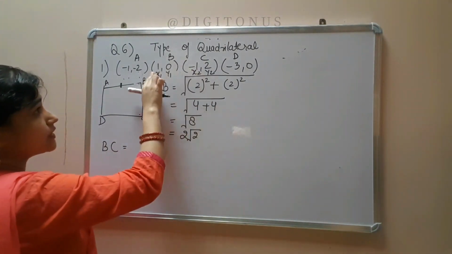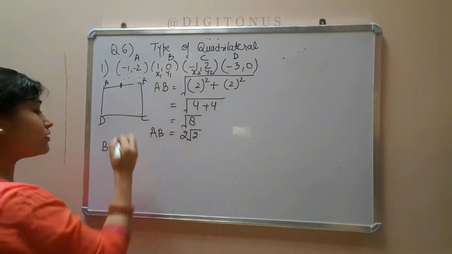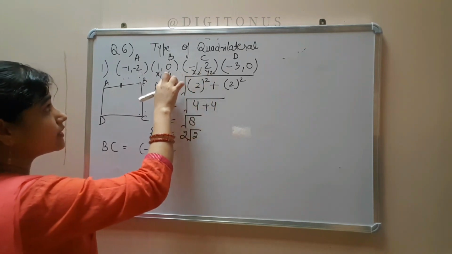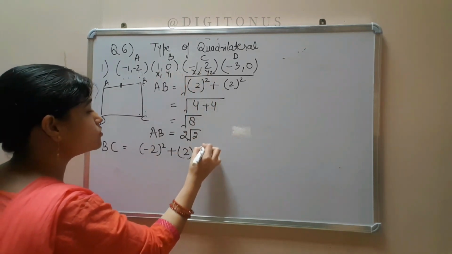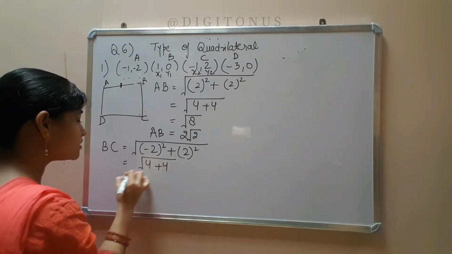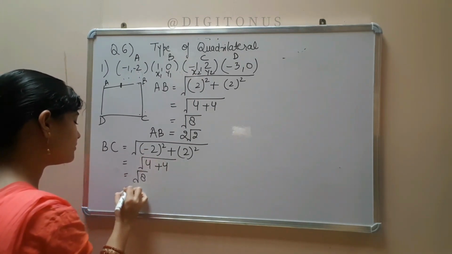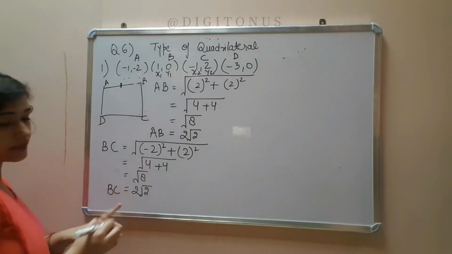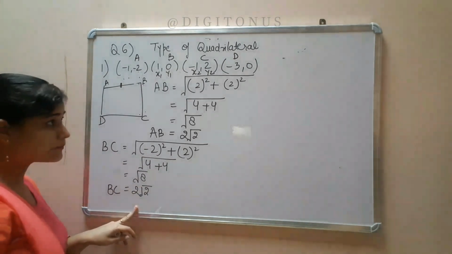Same, x2 minus x1, minus 1 minus 2 whole square, then 2 minus 0, 2 whole square under root. So it will again be 4 plus 4 under root 8, means 2 under root 2. So BC also is coming 2 under root 2, same.